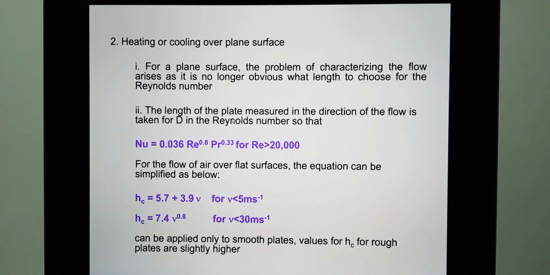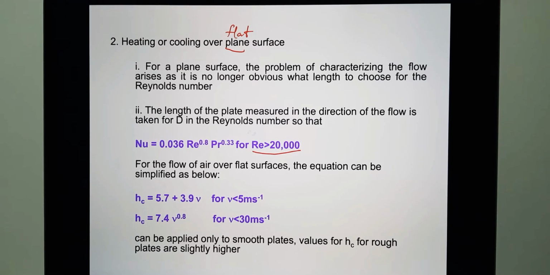Then we move on to heating or cooling over a plane surface. Plane surface means a flat surface. For a plane surface, the problem of characterizing the flow arises as it is no longer obvious what length to choose for the Reynolds number. The length of the plate measured in the direction of the flow is taken for D in the Reynolds number, so that the equation for the Nusselt equals 0.036 times Reynolds to the power of 0.8 times Prandtl to the power of 0.33 if the value for Reynolds is greater than 20,000.